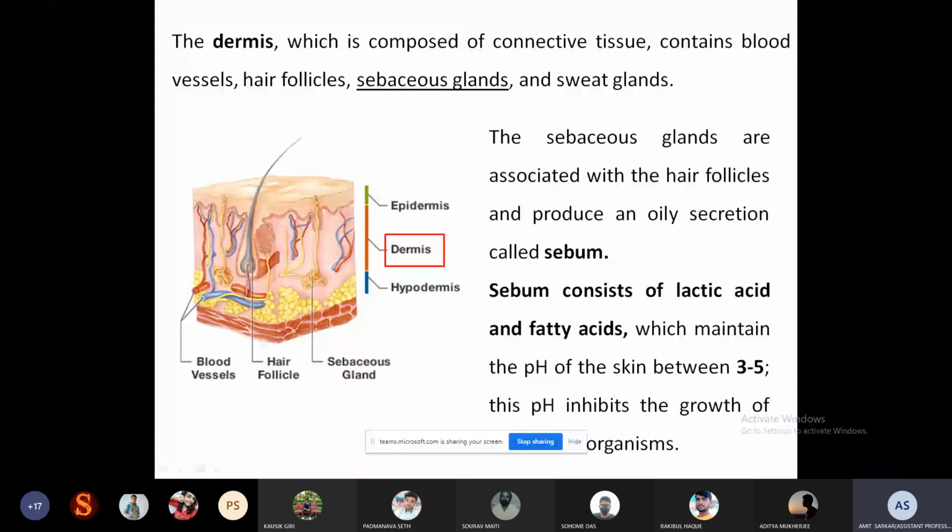Okay, so we're talking about the sebum. So that oily secretion that is coming out from the sebaceous gland is called sebum. Okay, but sebum has a purpose, and sebum has a characteristic. The main constituent of sebum is two different types of acid.